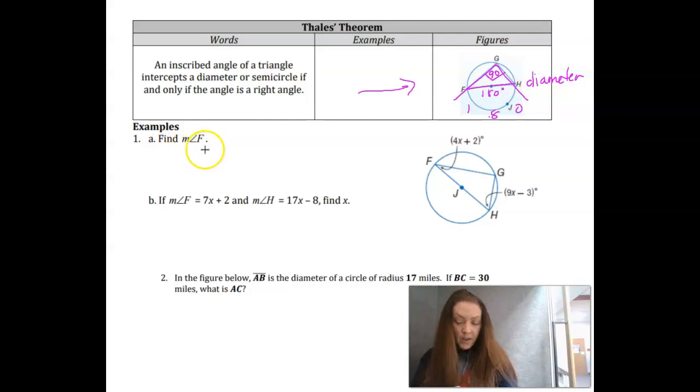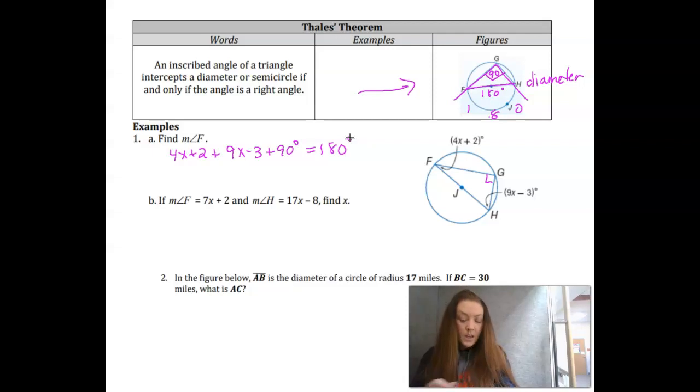We've got to find the measure of angle F. Well, what I know is FH is the diameter, and so this is my right angle. And so I know all three of these angles have to add up to 180. So I get 4x plus 2 plus 9x minus 3 plus my 90 degrees. Those are all three angles of a triangle, and it has to equal 180 total.